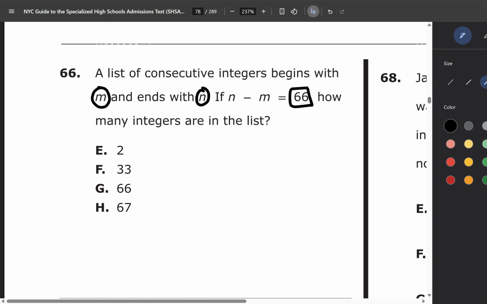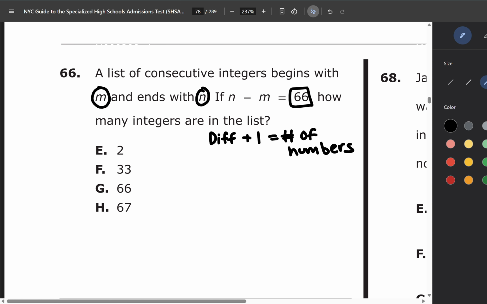A lot of people will tell you to use formulas, but I feel like the best way is just to understand what this means. So we're saying the difference between the greatest number and the smallest number is 66. Now, when you're given the difference between the greatest and least numbers, as long as the numbers are consecutive, you can just say that the number of numbers in the set is just the difference plus 1. That's just the number of numbers.